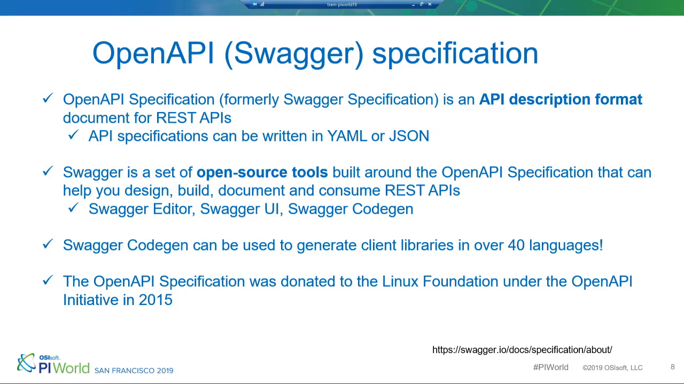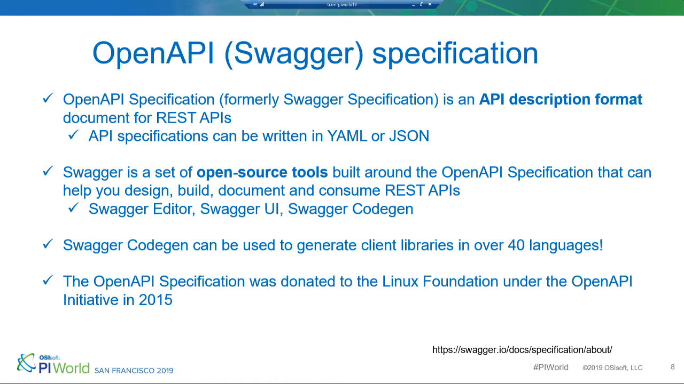The OpenAPI specification, formerly known as the Swagger specification, is nothing but an API description format document for a REST API. It's a document that describes a REST API. The API specification can be written in YAML or JSON. We already saw what JSON was. It's a way of representing text. YAML is also a way of representing text; it's yet another markup language. Swagger is a set of open source tools built around the OpenAPI specification that help you design, build, document and consume REST APIs. This seems like something we want to check out.